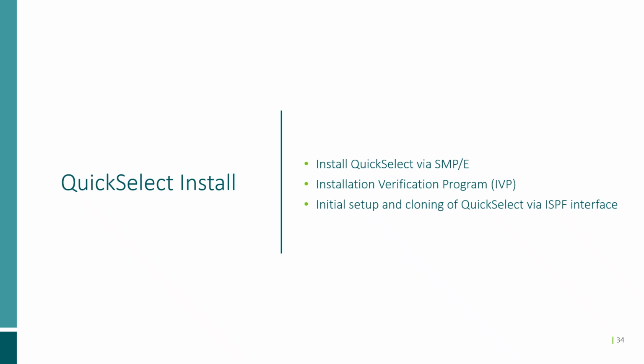QuickSelect is a straightforward installation. It installs via SMPE. We include an installation verification program. You do the initial setup in a sandbox, and then you're able to clone QuickSelect via its own ISPF interface.